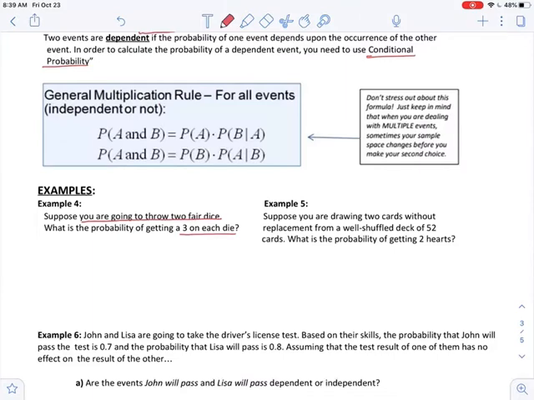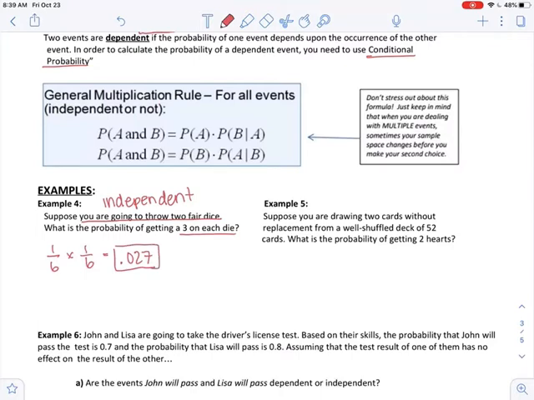So let's look at example 4. So suppose you're going to throw 2 fair dice. What is the probability of getting a 3 on each die? So we want to decide first if this is an independent event or a dependent event. So this is independent because rolling 1 die doesn't affect the other. So that's 1 out of 6 times 1 out of 6, and that gets us 0.027.